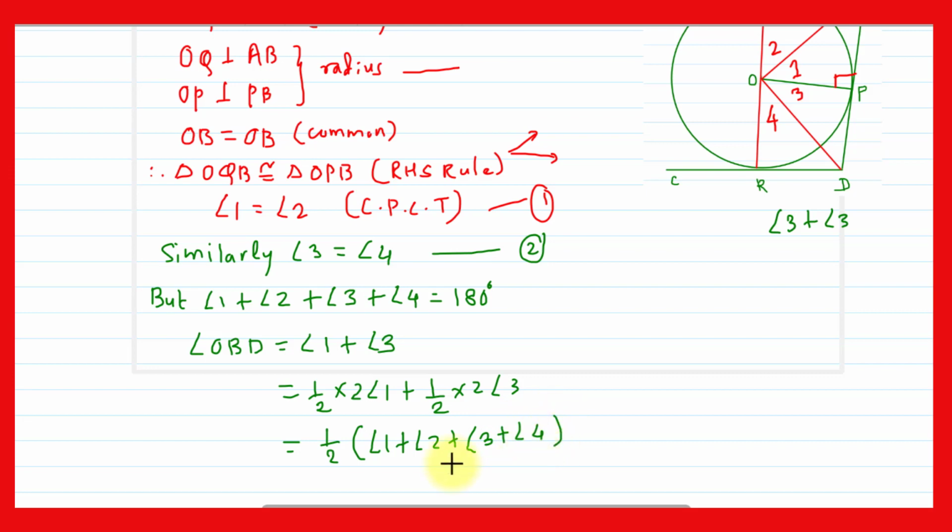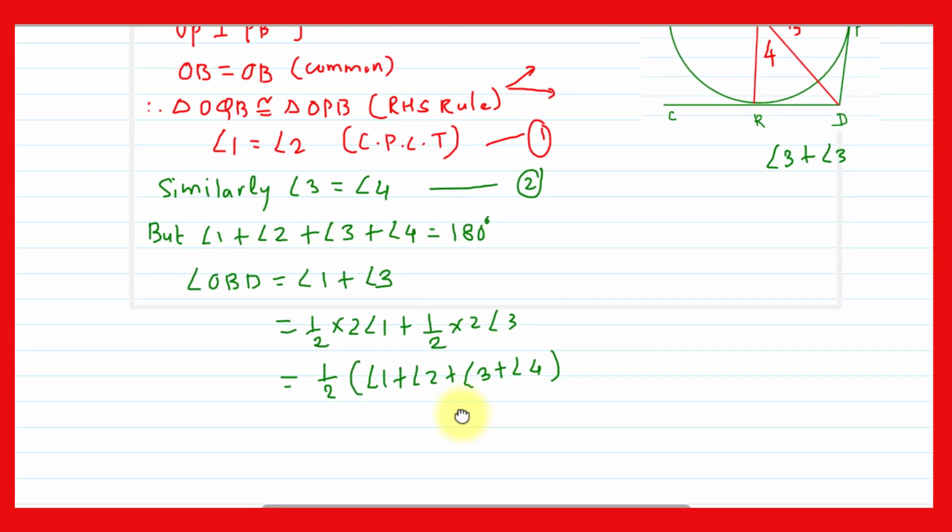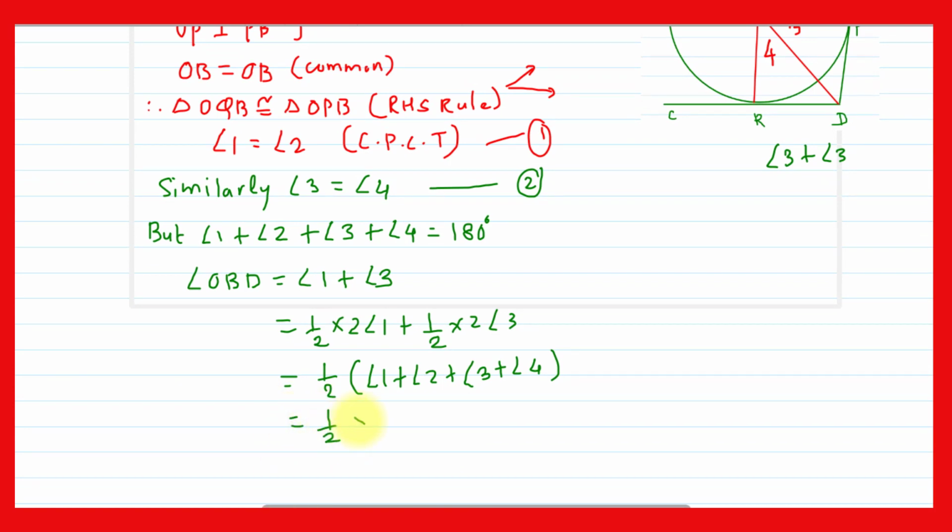But angle 1 plus angle 2 plus angle 3 plus angle 4, that is equal to what? 180 degrees, because of the linear pair, and so that is equal to 1/2 into 180. So 2 1s are 2, 2 9s are 18, 2 0s are 0, which is equal to 90 degrees, and therefore the angle OBD is a right angle that we have proved.